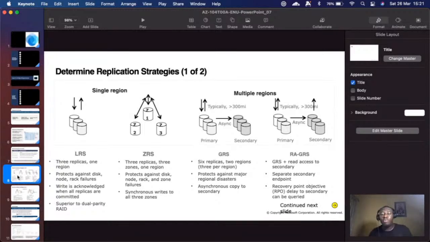They could be, let me take for instance, if the region is in Lagos, it could be in the mainland, the island, and in some other remote part of Lagos. So those are like having three replicas of your data in that region. You also protect against disk, node, and rack failure.